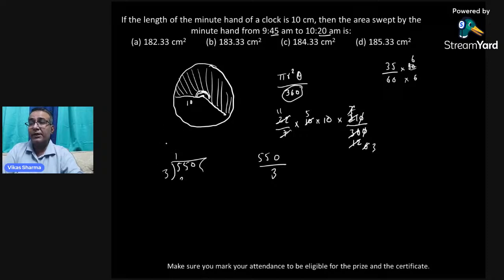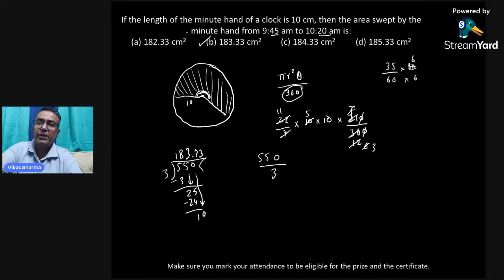So 3 times 1 is 3, 2, 5 comes here, 3 times 8 is 24, 1 comes here, 0, and 3 times 3, so 183.33. Option number B is the correct answer. Right, so nobody gets a point for that.